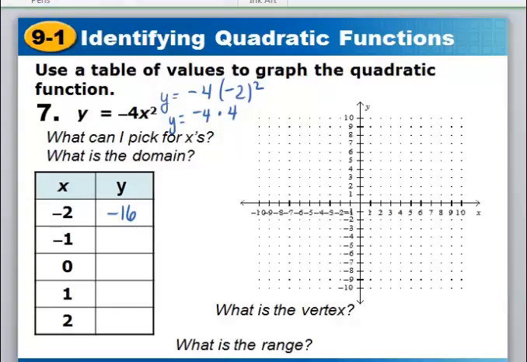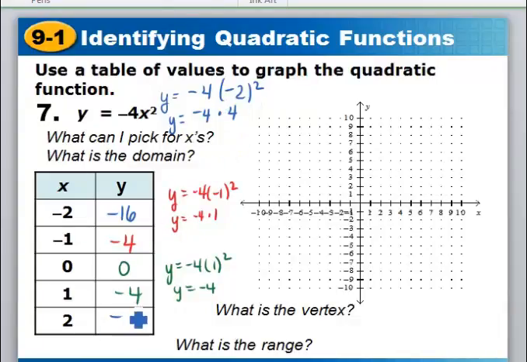So then when I go to plug in the -1, I have y equals -4 times -1 squared. Well, the -1 is being squared, but I'm still multiplying by -4. So -4 times 1 is -4. Then when I plug in 0, I just get 0. When I plug in the 1, I have y equals -4 times 1 squared. Okay, well that ends up being a 1, and then times -4 is -4. And the same thing occurs when I plug in my 2. I'll end up with the same answer up here as -16.